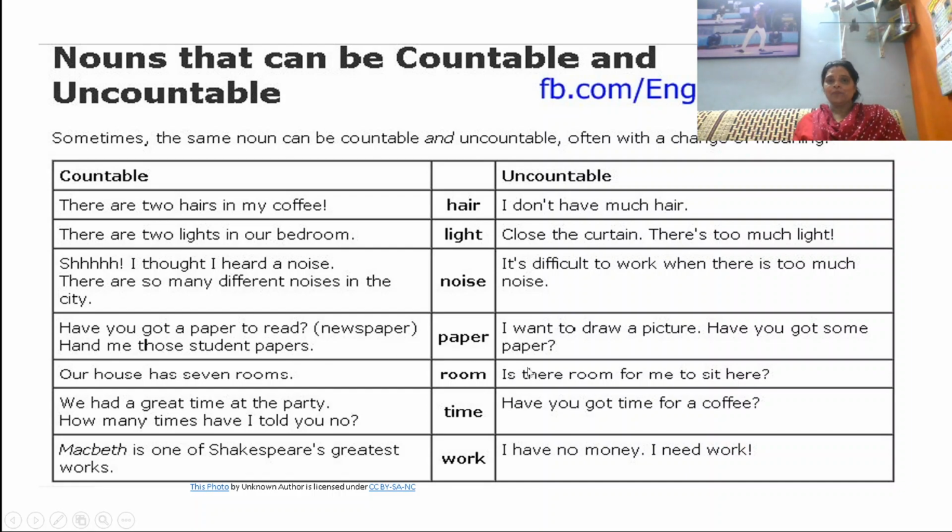But here I want to draw a picture. Have you got some paper? Here paper is not countable, so it is an uncountable noun. So some examples I have given also in room, time and work. Please read all these sentences and you should understand.